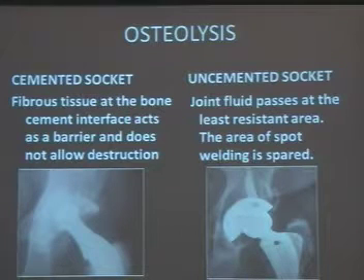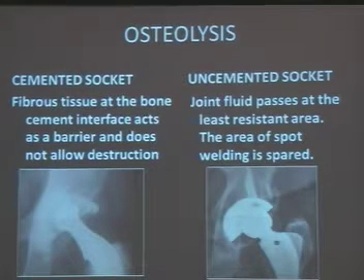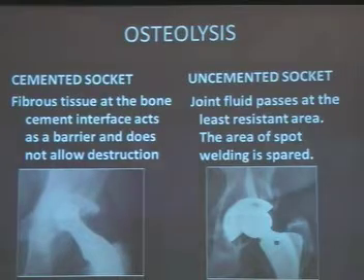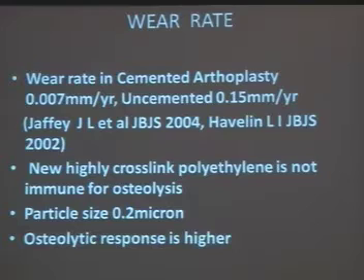The osteolysis in a cemented socket is not that bad because there is a fibrous tissue at the bone cement interface, which acts as a barrier and does not allow destruction to take place. In an uncemented hip, the joint fluid passes along the least area of resistance, where there is no spot welding, otherwise massive osteolysis takes place, and it is called balloon osteolysis, which we see much more in an uncemented hip, which I'll show you on a few scans.